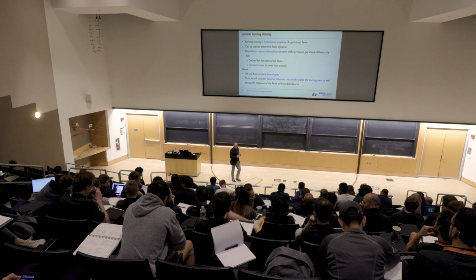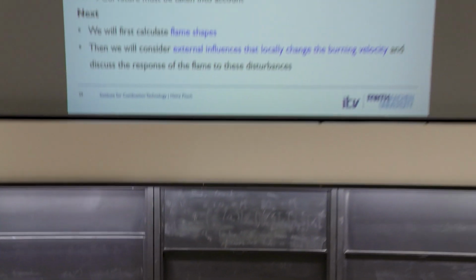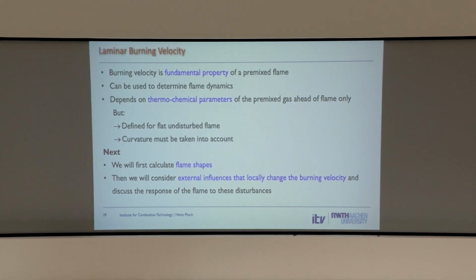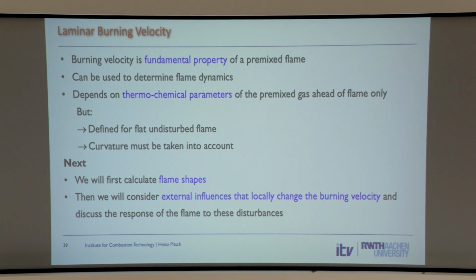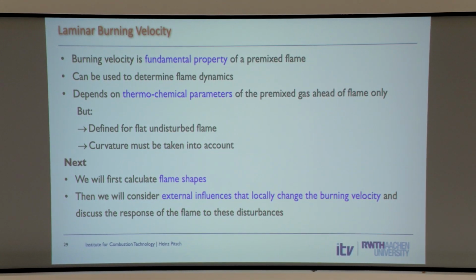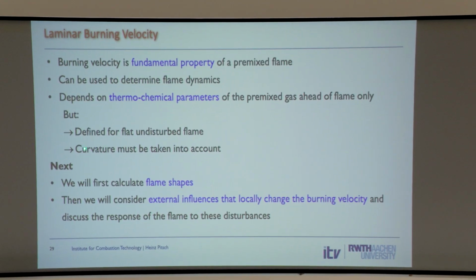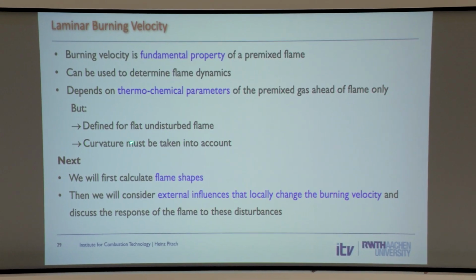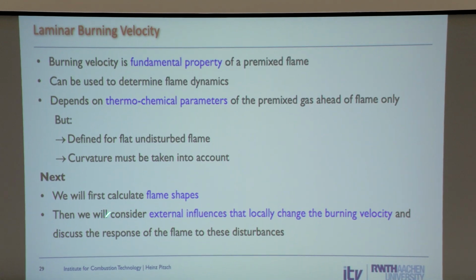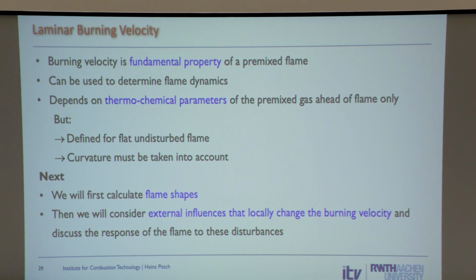So we were just saying burning velocity is an important quantity. It depends here on thermochemical parameters. It actually only depends on the fuel and the thermodynamic conditions. That's it, where, of course, the mixture is part of the thermodynamic conditions. But we said earlier, it is defined for a flat, undisturbed flame. Things like curvature, flame shape, and so on are external influences that must be considered, and that's what we want to do next.